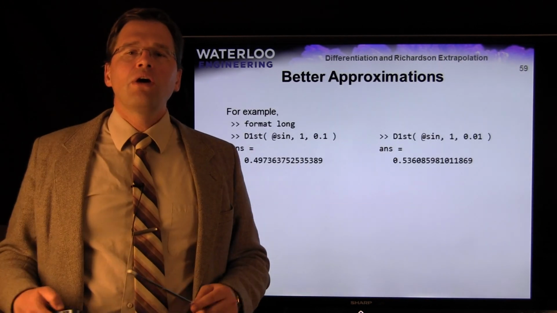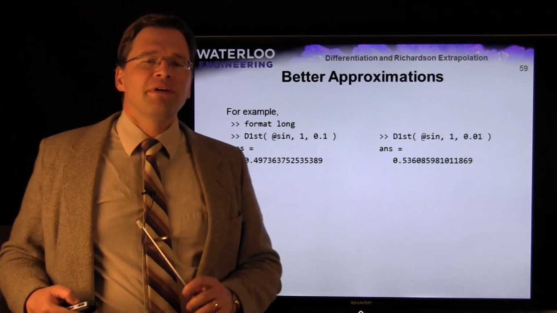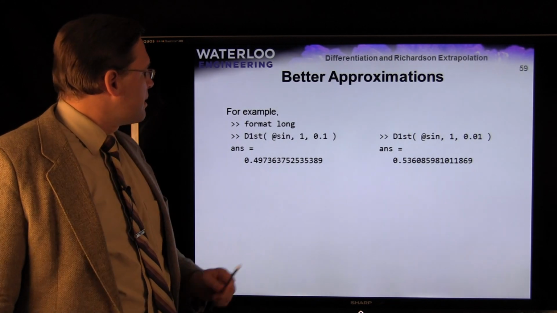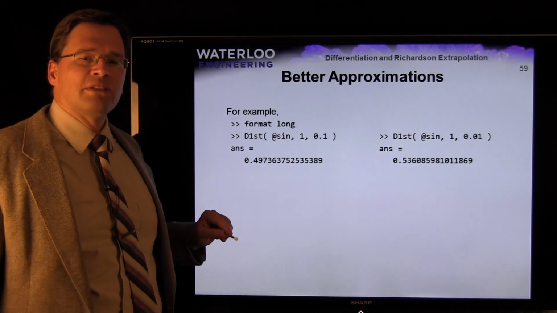So why are we doing this? Well, we're going to get a little bit better. But nevertheless, how these work, you should be able to enter these 2 values and you'll get these approximations of the derivative.